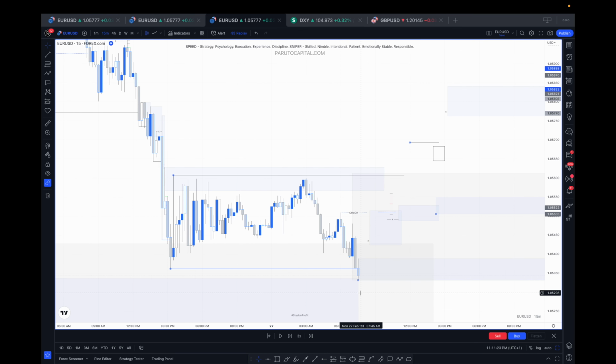So here we are. So this is 7:45 a.m. So the first thing we want to see after price mitigates a higher time frame, the 4 hour, for example, I trade off the 4 hour, the 15 minutes and 1 minute. I want to see a change of character, right? So let's look at this.